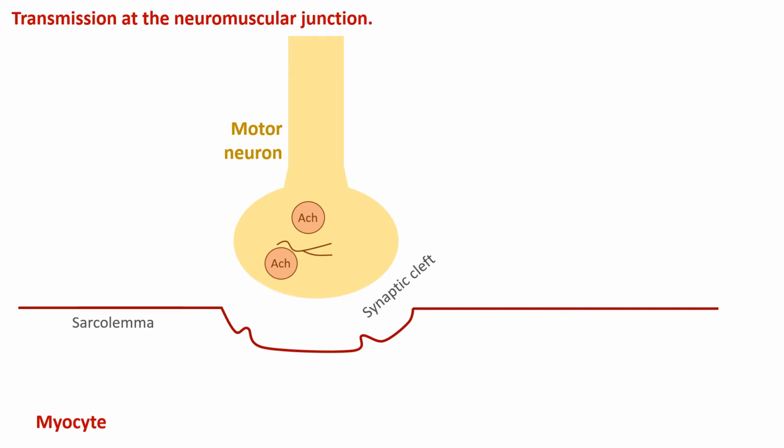In this case, a neuron and a myocyte. Over the synaptic cleft, we have the sarcolemma. The sarcolemma is the plasma membrane of our myocyte. And sometimes you will see the membranes on either side of the synaptic cleft referred to as the presynaptic membrane. In this case, that would be the membrane of the motor neuron, and the postsynaptic membrane. In this case, it would be the sarcolemma of the myocyte.